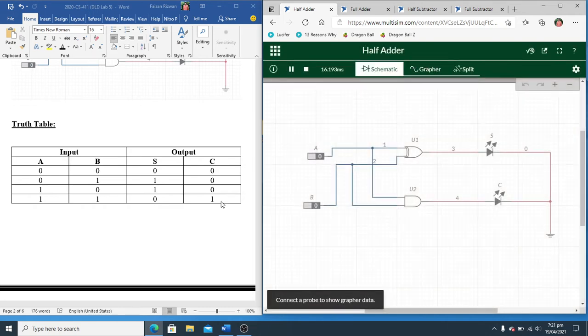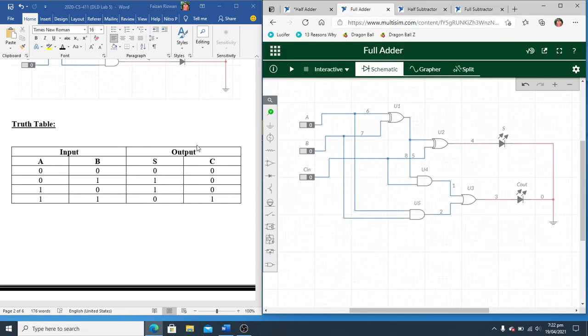Now we will check the input. So when both the inputs are 0, then the sum is 0 and carry is also 0, as we can see. When B is 1, then sum is 1 and carry is 0. When B is 0 and A is 1, then sum is again 1 and carry is 0, as we can see in the circuit. When both the inputs are 1, then the carry is 1 and the sum is 1. So we check that our circuit is working perfectly fine.